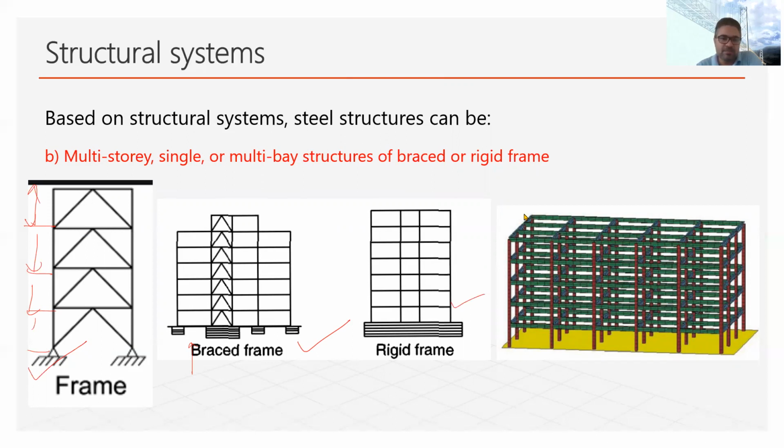They are also named as braced frame, because in this building a bracing is used, while in case of rigid frame there is no bracing. There is no bracing used in this case. So these two buildings are categorized as braced frame and rigid frame. We will discuss in detail the difference between braced frame structures and rigid frame structures in the later slides. But they are basically multi-story, multi-bay frames.